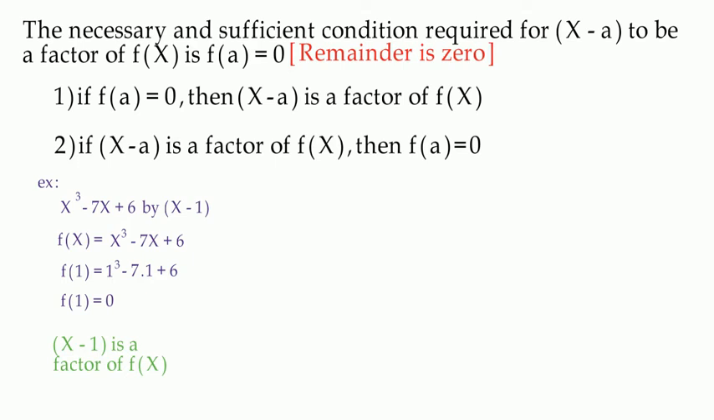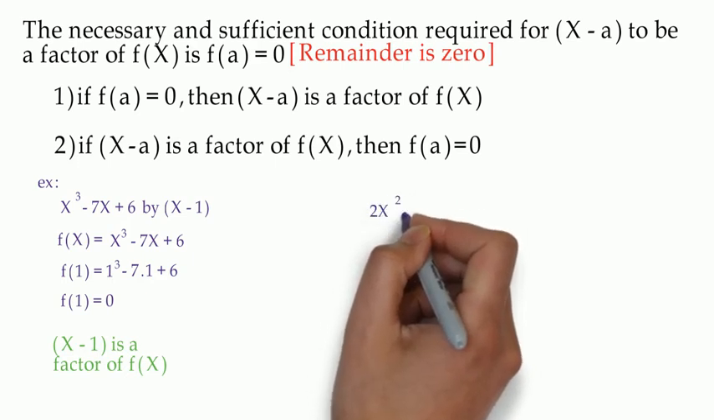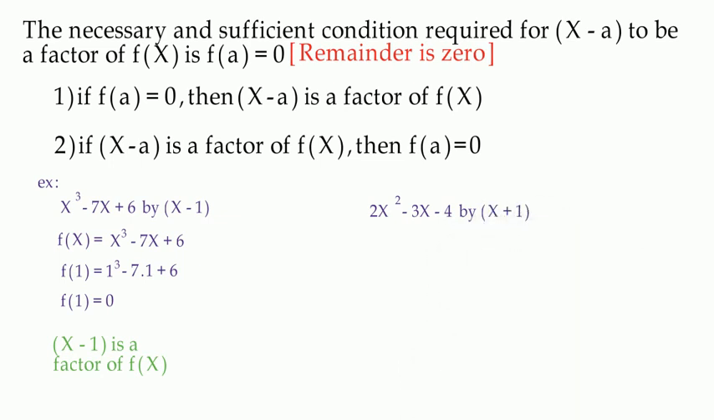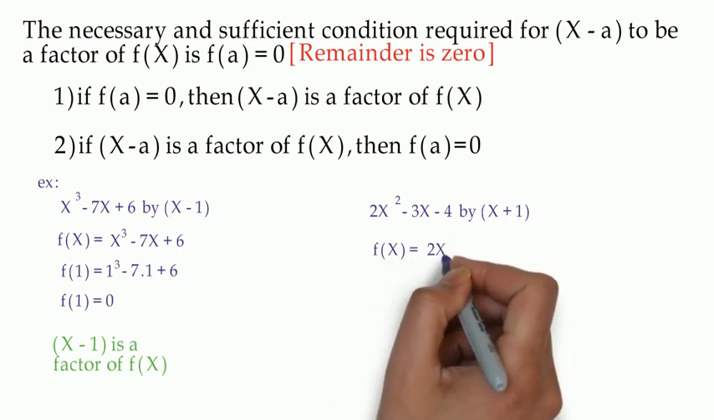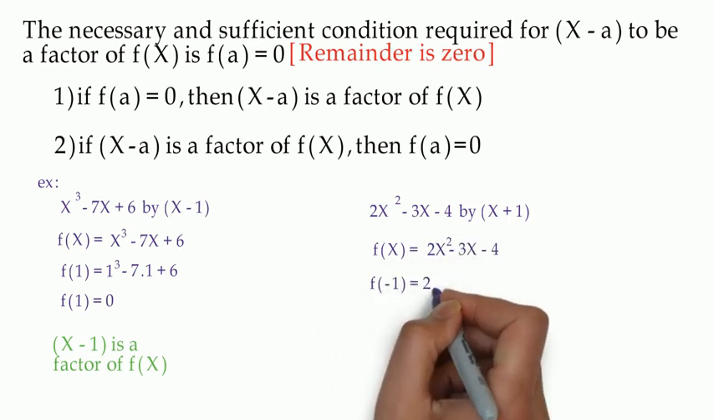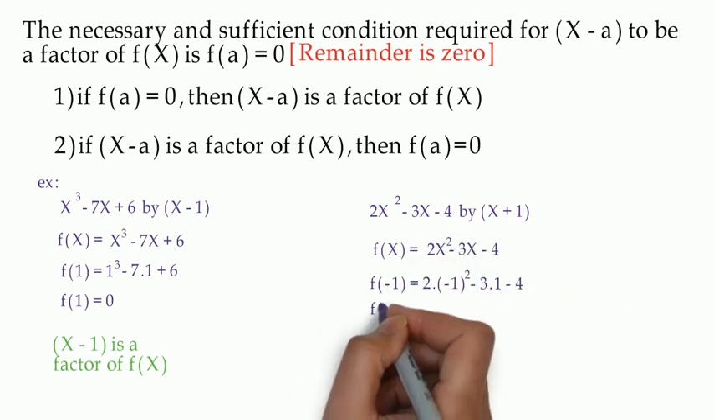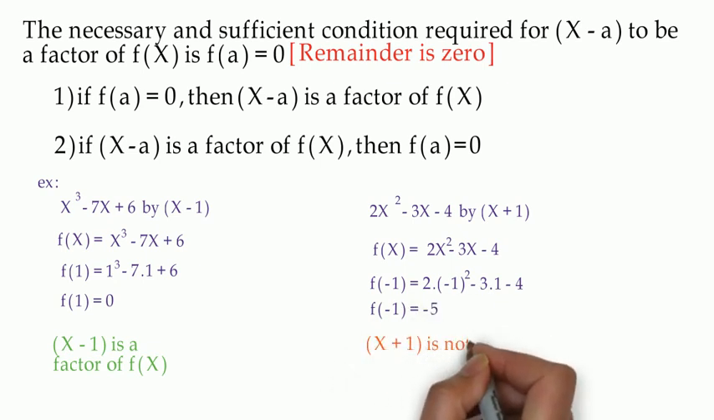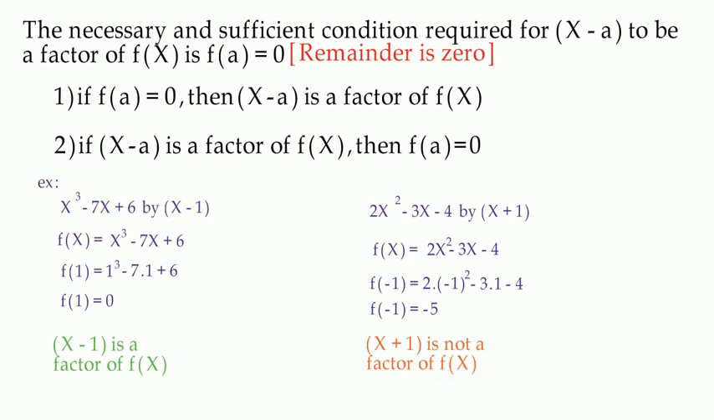Another example, 2x squared minus 3x minus 4 divided by x plus 1. And when we put x equals minus 1, we get f(minus 1) as minus 5. Now, since it's not 0, x plus 1 is not a factor of f(x). So generally, the factor theorem is used to factorize polynomials. Let's see an example.